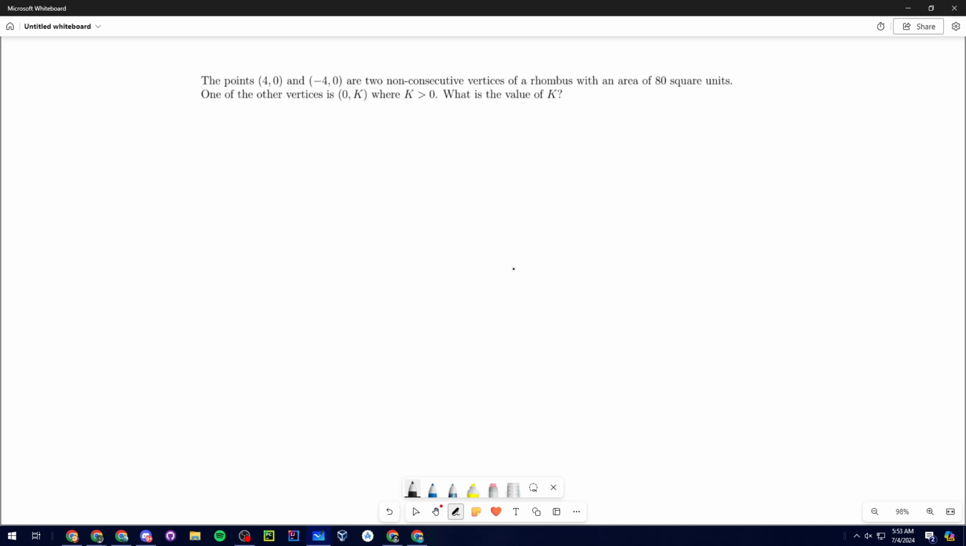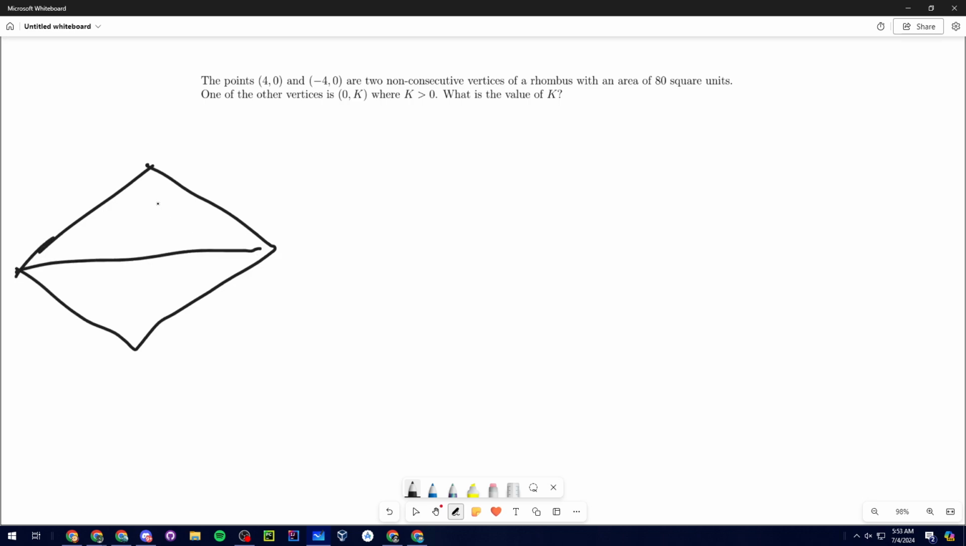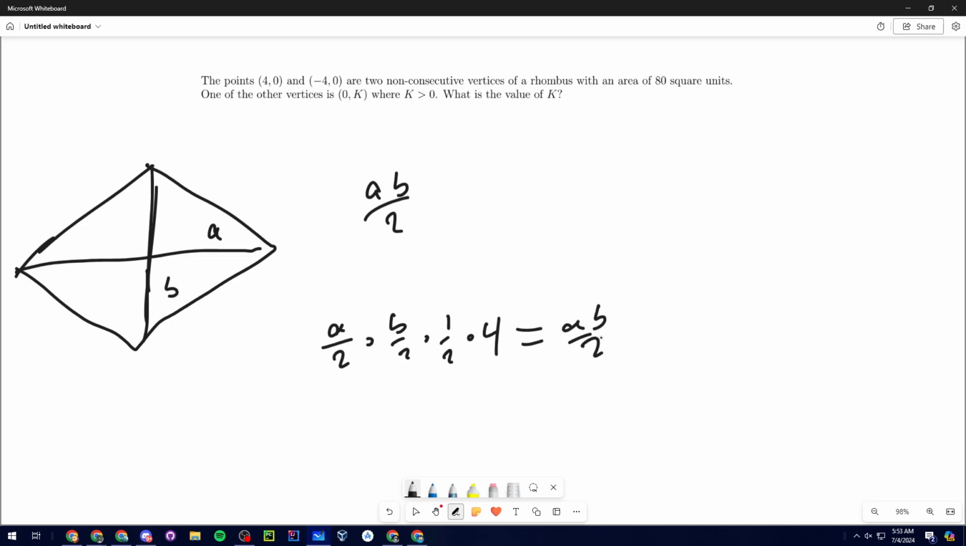All right. So, what is a rhombus? Well, it's like this. What's the area of a rhombus? Well, it's this times that, right? Call one of them A, call the other B. It's AB over 2. Why? Because picture it as triangles. You have triangles of side length A over 2 times B over 2 times 1/2. Then there's 4 of them, so that just ends up being AB over 2, right? Pretty quick proof.